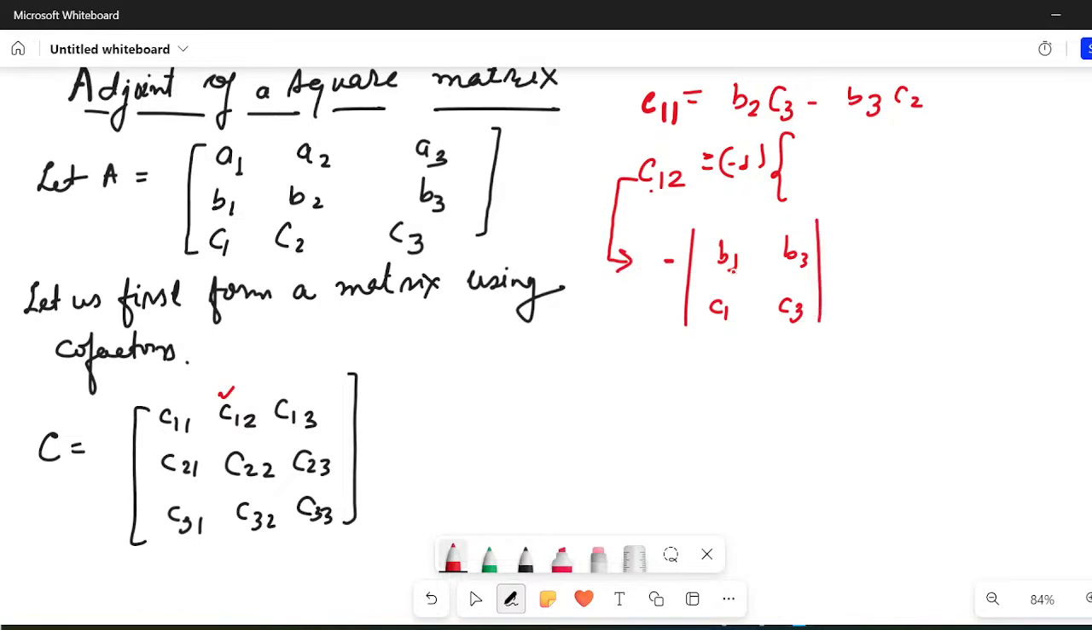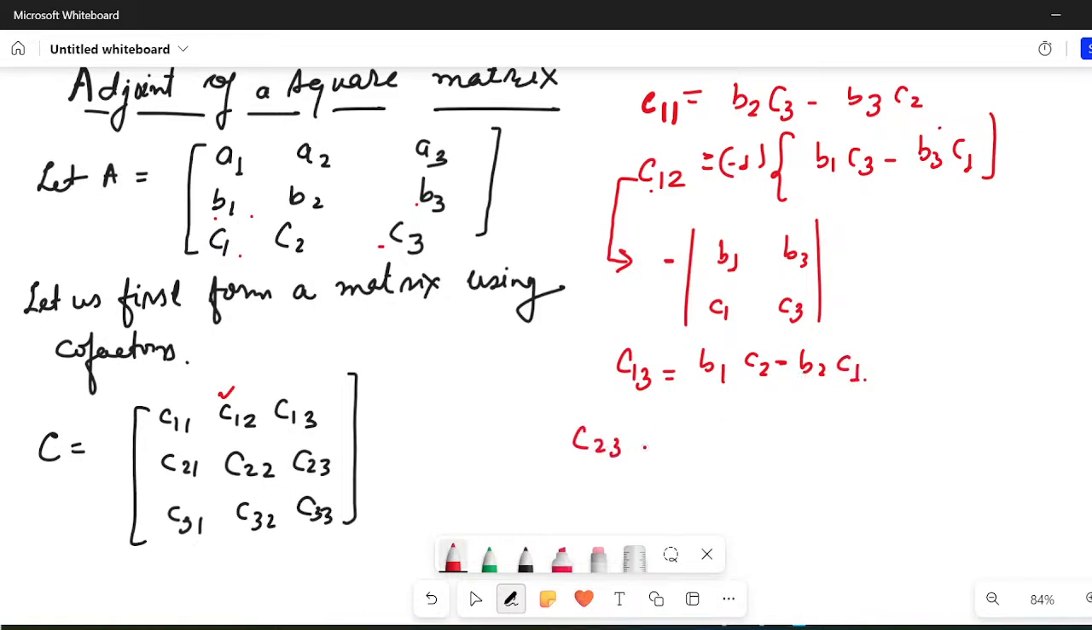So the concept is very simple. If I have to find the minor through A2, I have to remove the row and column in which it belongs. So this and this get removed. So you have B1, C3, C1, B3. So this will be B1 C3 minus B3 C1. Okay. Similarly, I'm writing what would be C13. Just think about it. C13 would be B1 C2 minus B2 C1. So it will give you C13.